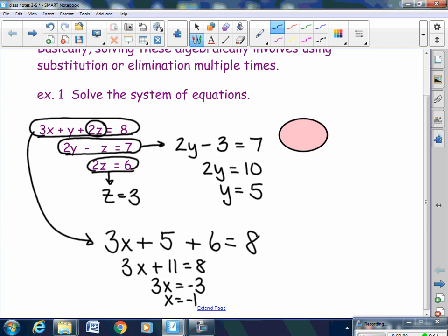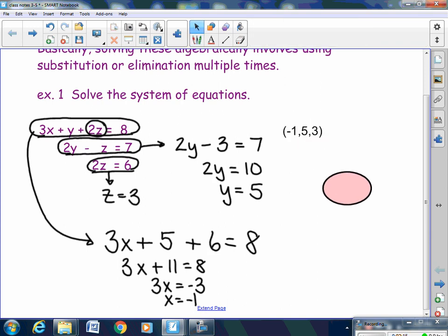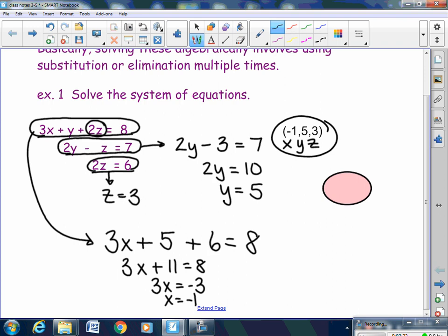You can leave it like this on the test, or you can write it as a triple. You can write it as x first, then y, and then z. You do not have to write it like this. You can leave it like this, and I'll accept it. So that's the first problem.